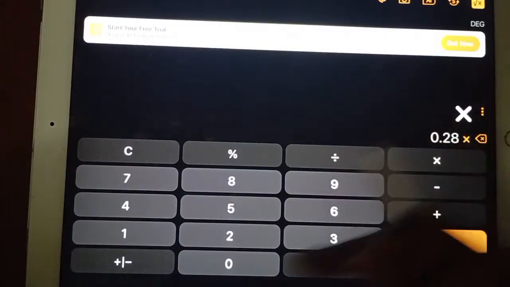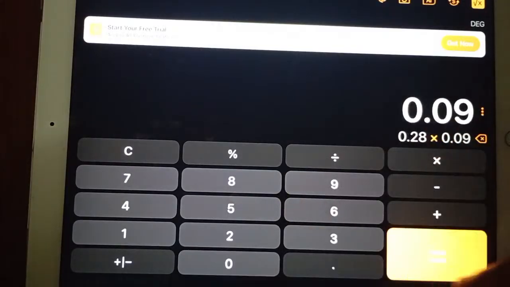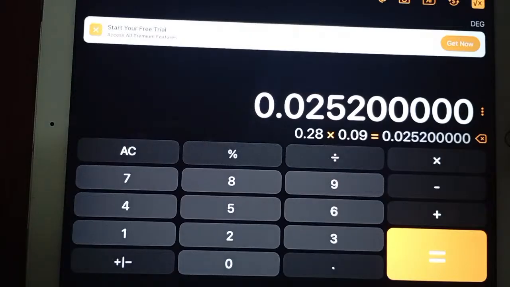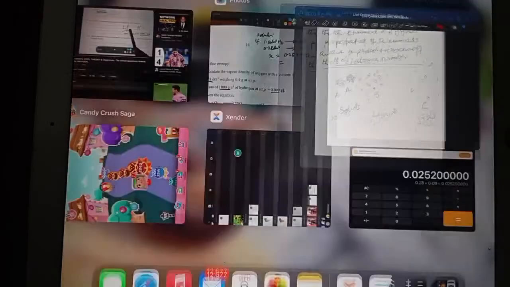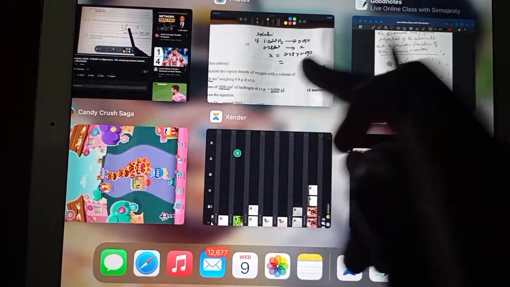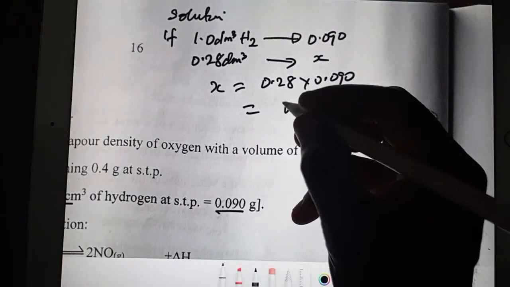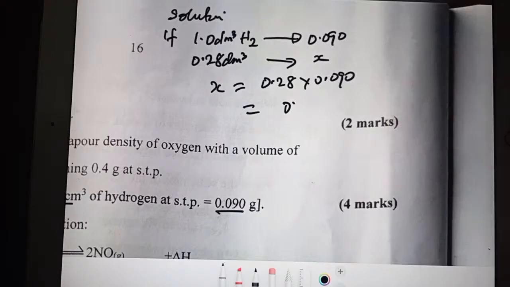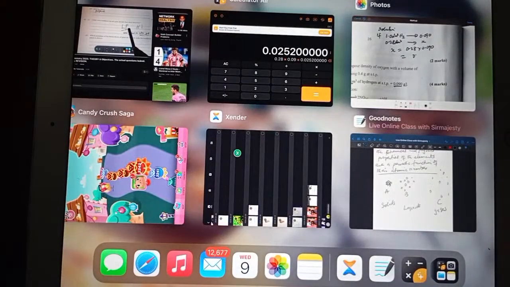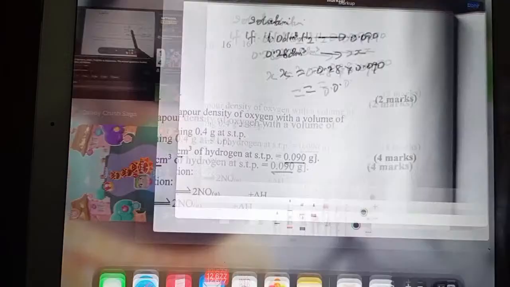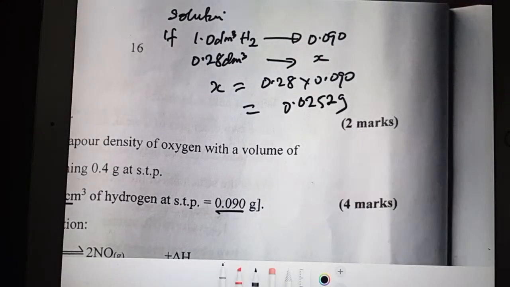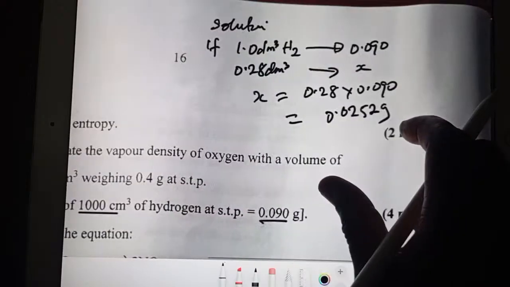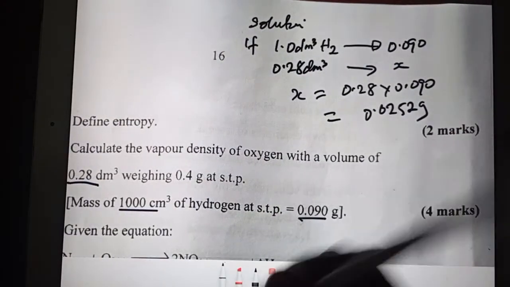0.28 times 0.09 is 0.252. Okay, you have 0.252. Let me look at it again. 0.0252 grams. So now we have seen the mass of the equal volume.